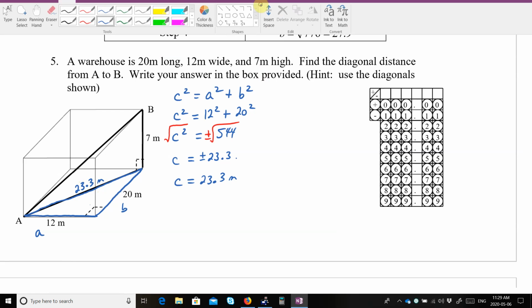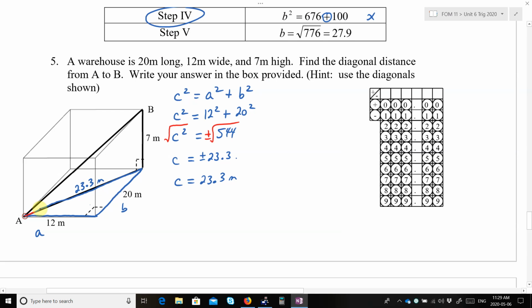And now I'm going to use the triangle that is standing up. So this side, and this diagonal right here. Okay, and so now our letters sort of shift, because across from the 90, this will be C, and this can be our new A, and the 7 can be B. And we're looking for C, so I would go C squared is equal to A squared plus B squared. So C squared is equal to, the A is 23.3 squared, the B is 7 squared.